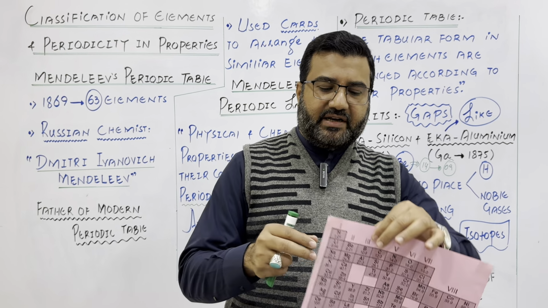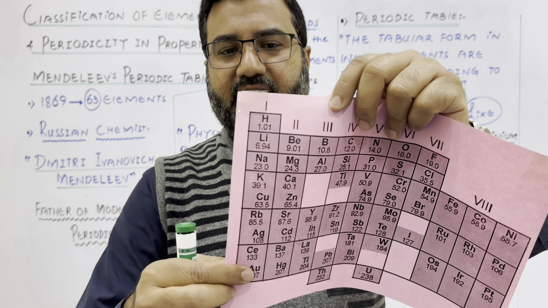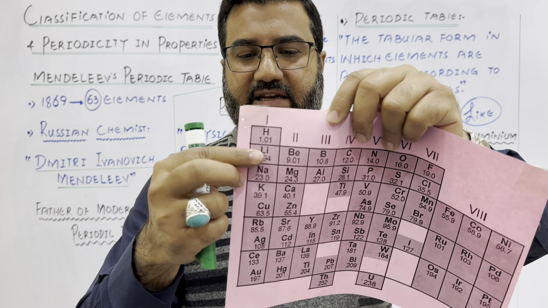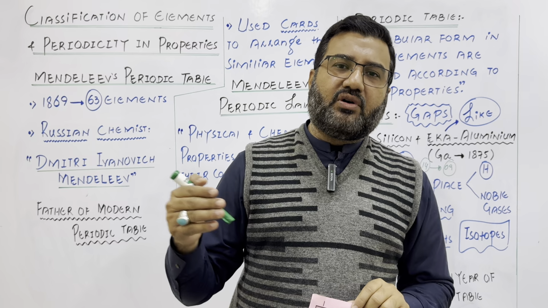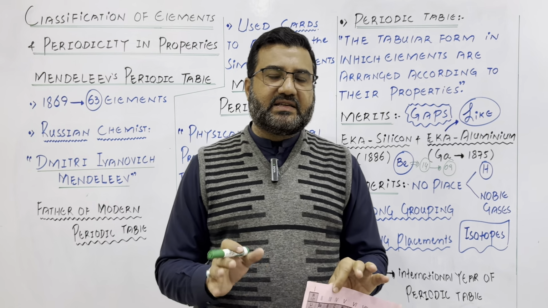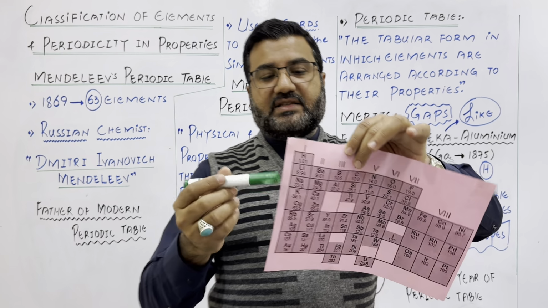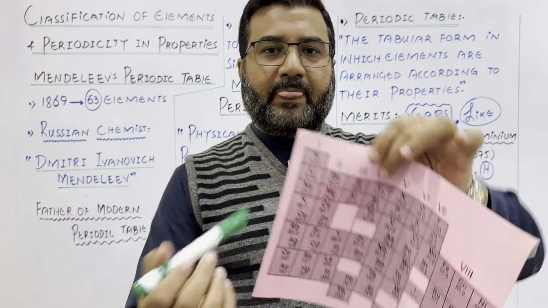In Mendeleev's periodic table, he placed hydrogen in group 1 with the alkali metals lithium, sodium, potassium. Dear students, you know hydrogen is a non-metal and alkali metals are pure metals, so they do not have the same properties, so they should not be placed in the same group. But this was the wrong placement of hydrogen in Mendeleev's periodic table.